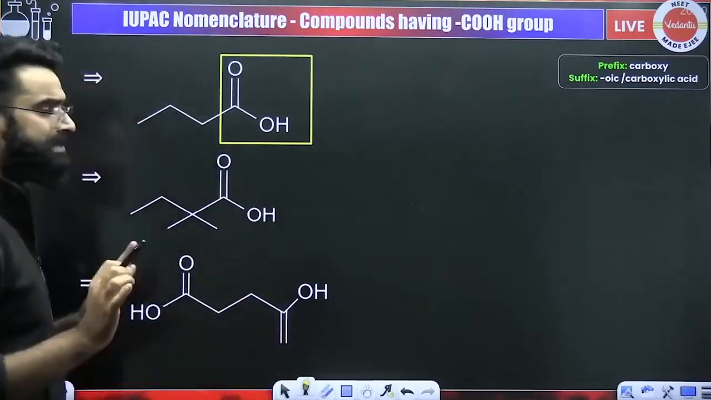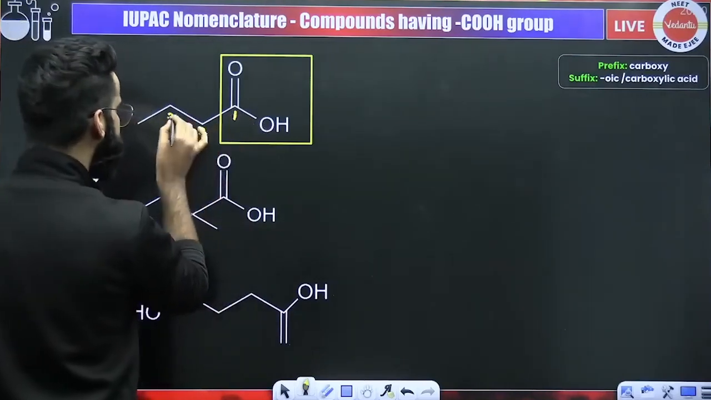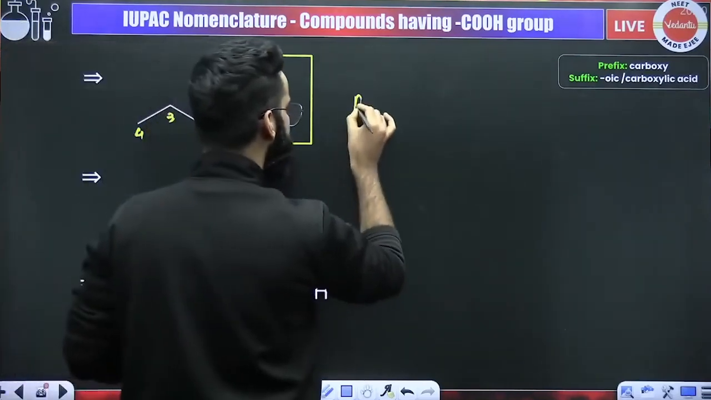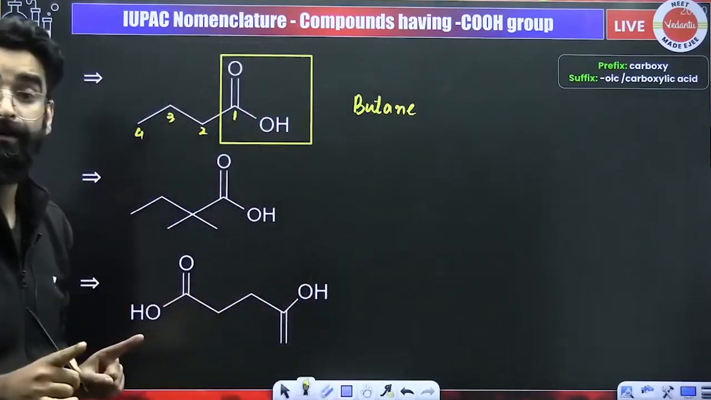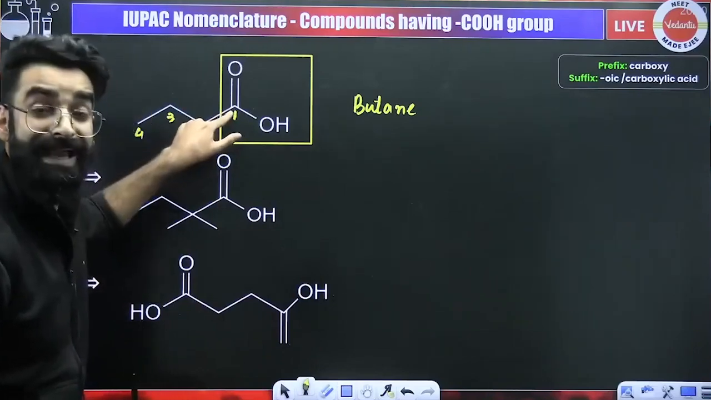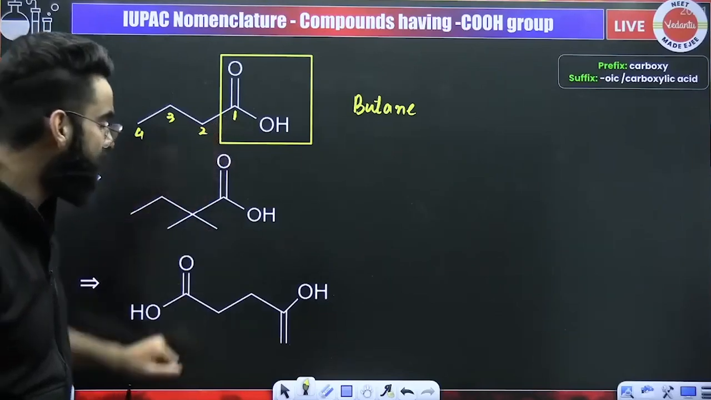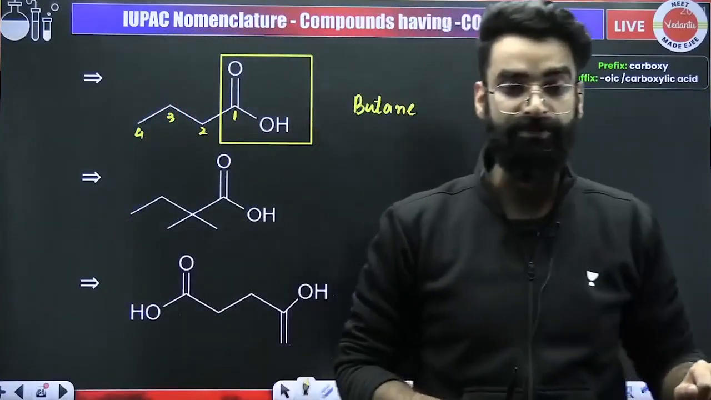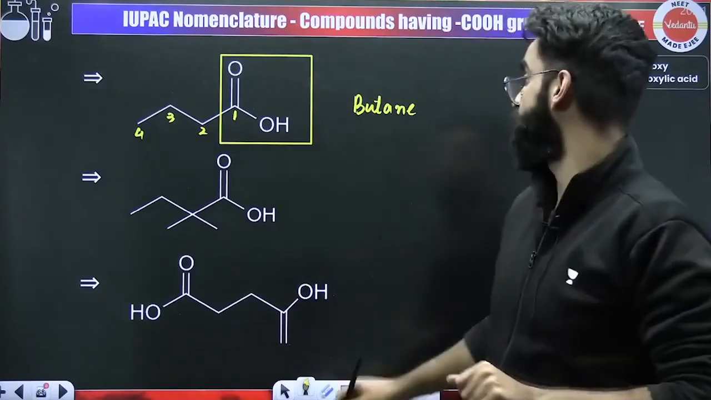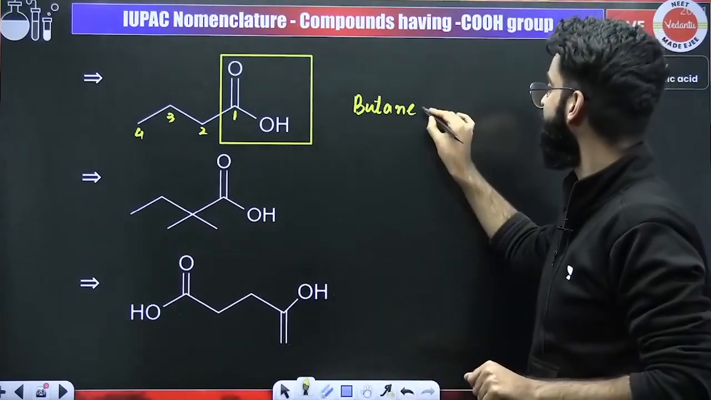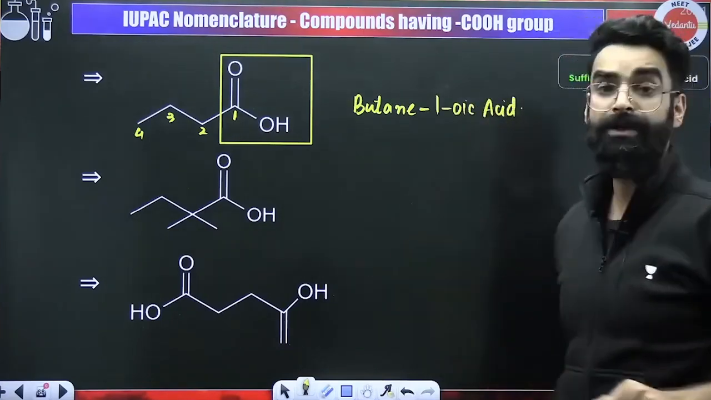Perfect. Now, my dear students, just start the numbering. Call this carbon number 1, this is 2, this is 3, this is 4. So the word root has to be but. Everywhere it's a single bond. So it is butane. The carbon of the carboxylic acid is the part of the main chain. Perfect. So what should I use? Butane, it's 1 oic acid.